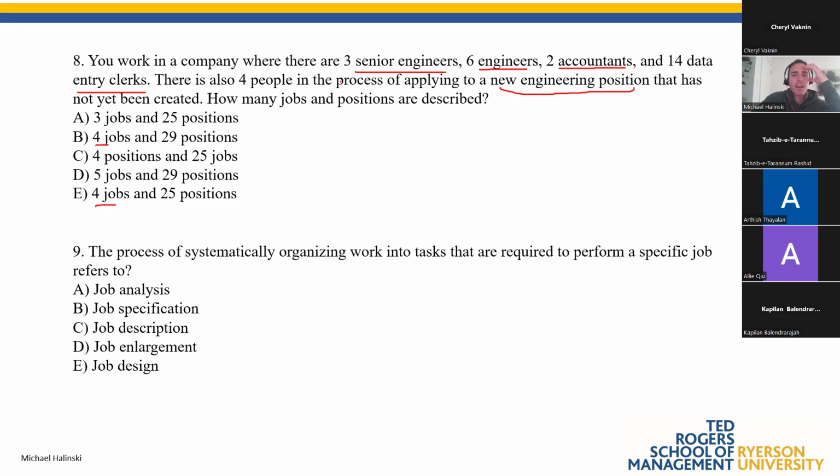Okay. And then as we count up, now we're counting up positions. Okay, so 3 plus 6 is 9, plus 2 is 11, plus 14 is 25. 4 people in the process of applying, so they haven't yet applied for this, but it's 1 new engineering position. So 24 plus 1 is 25. Okay, let's see whether my math is correct. There we go. How many people got that right? Share the results. Here are the results shared.